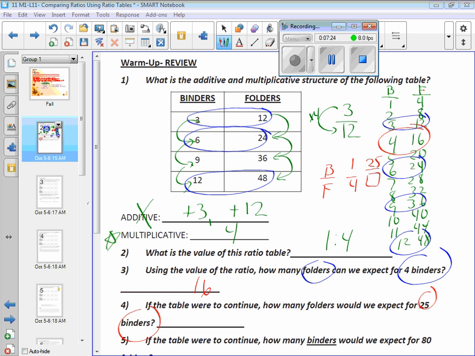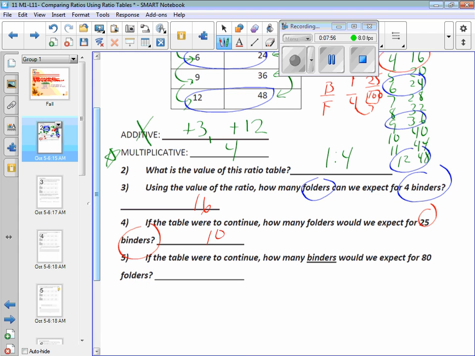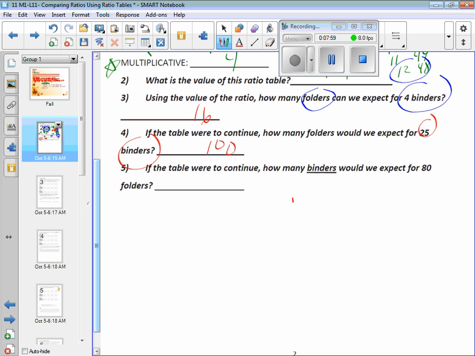Did I lose you? Matt, what's your constant? That's your multiplicative structure. What's your constant? Right, multiplying from 1. Remember, constant gets you the equivalency ratio. Multiplicative structure is what you're multiplying to get one quantity in the ratio to the bottom quantity. TRF again. Binders, folders, 1, 4, 80 folders.